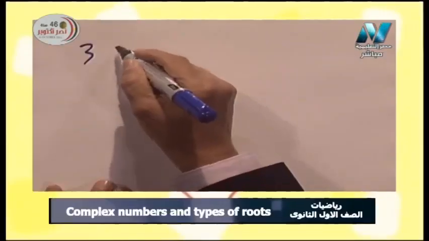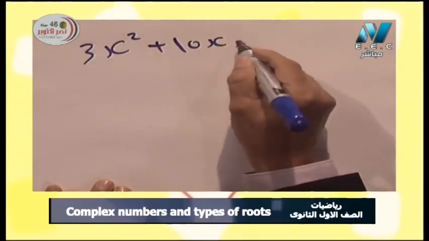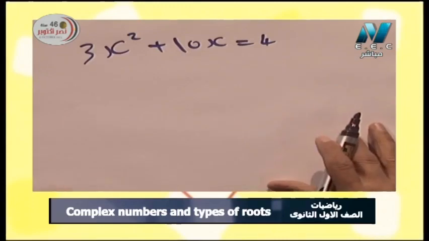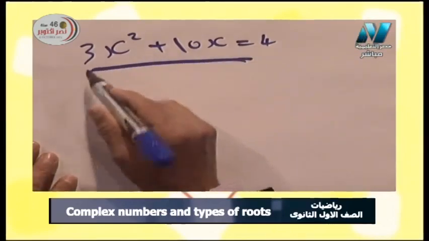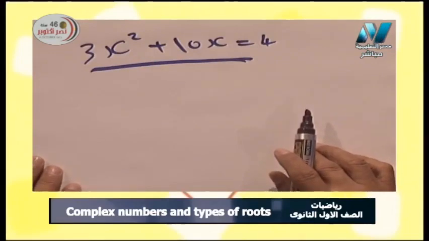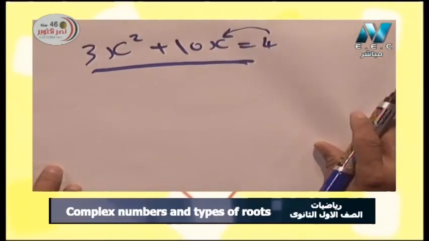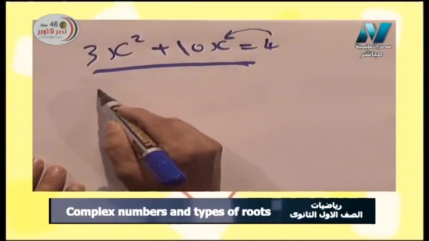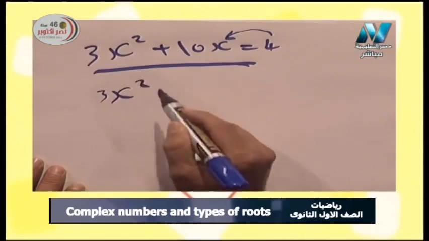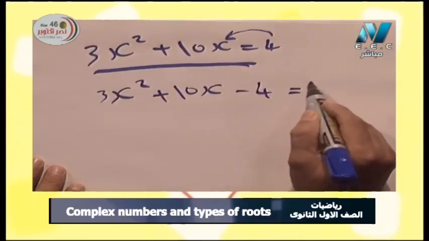If we have 3x power 2 plus 10x equals 4, is this equation in its standard form? No, because the 4 is on the other side. We can transfer it to the left side. It will be 3x power 2 plus 10x minus 4 equals 0.